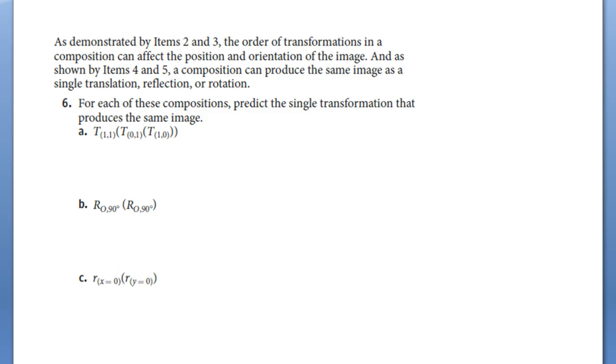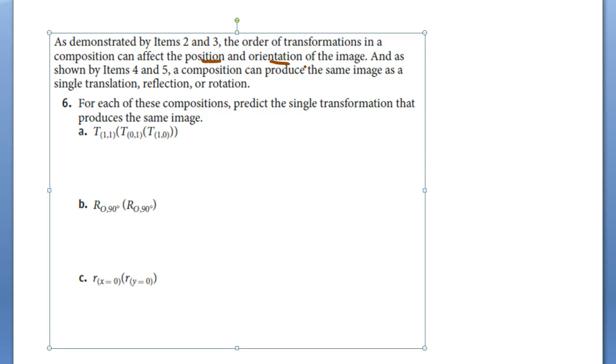As demonstrated in those items, the order of transformations in a composition can affect the position and orientation of the image. And as shown by items 4 and 5, a composition can produce the same image as a single translation, reflection, or rotation. Number 6, for each of these compositions, predict the single transformation that would produce the same image.